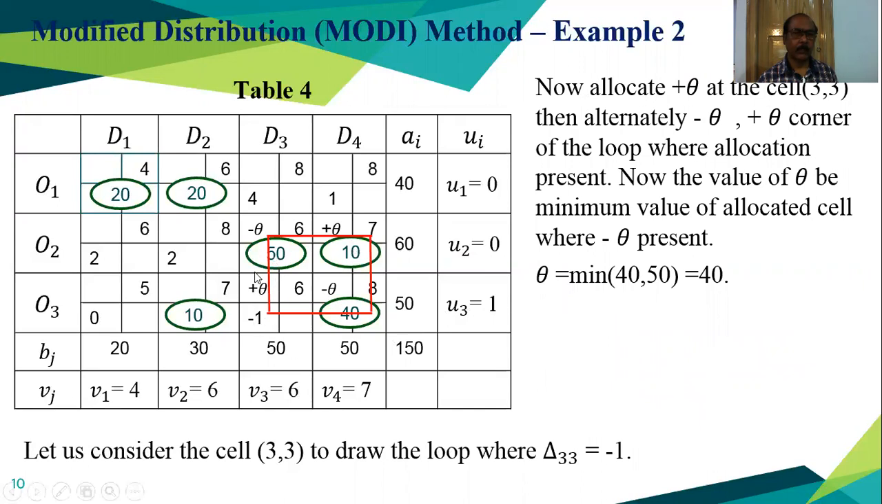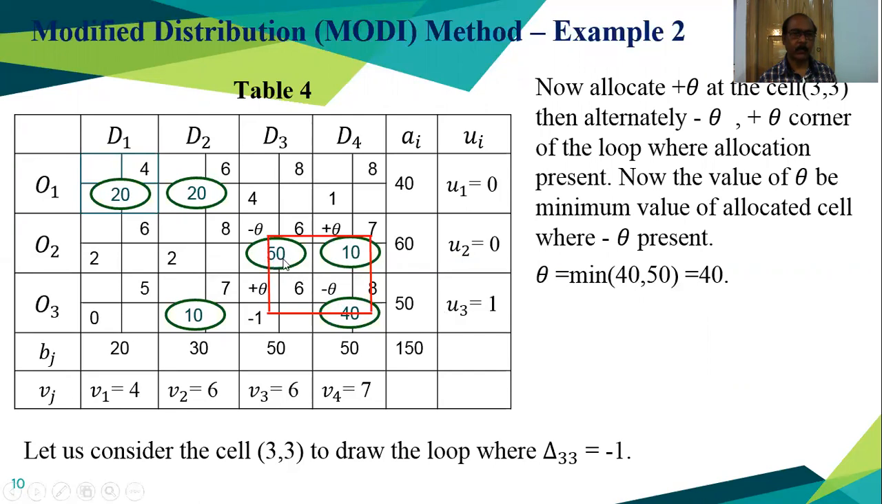Now plus theta, minus theta, plus theta, minus theta. So what would be the value of theta? You have to consider where the minus theta is. So the minimum of 40 and 50 is equal to 40. So 40 will be subtracted from here, so this will be empty.